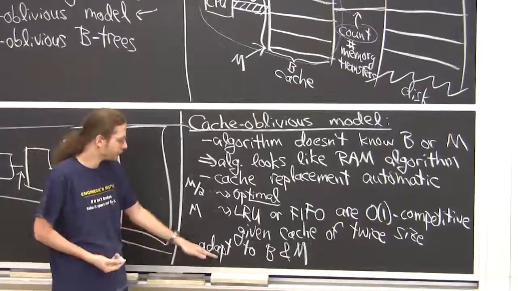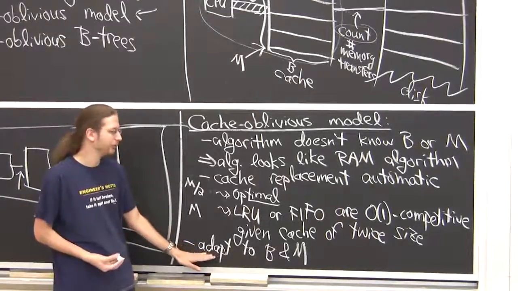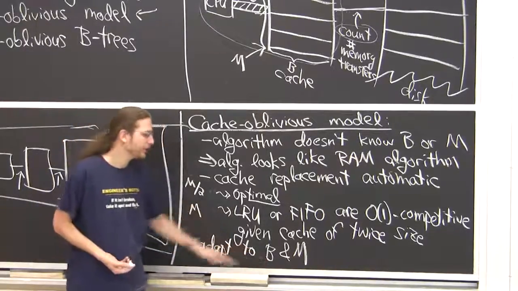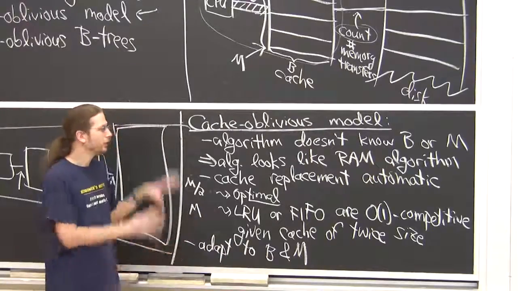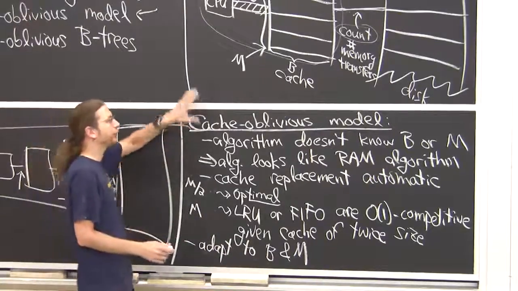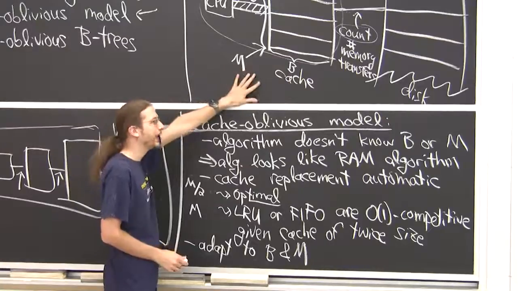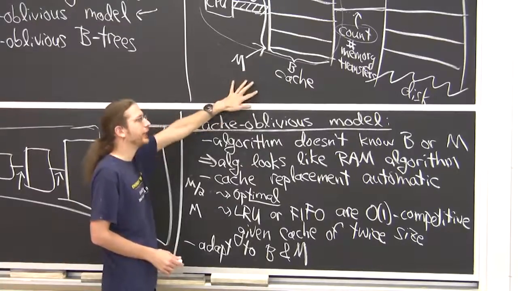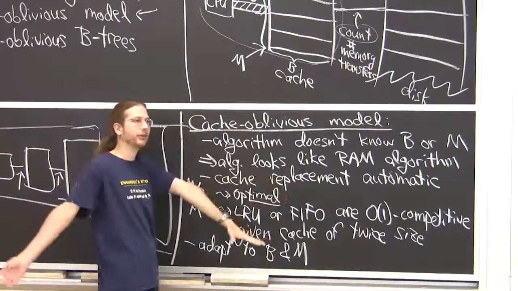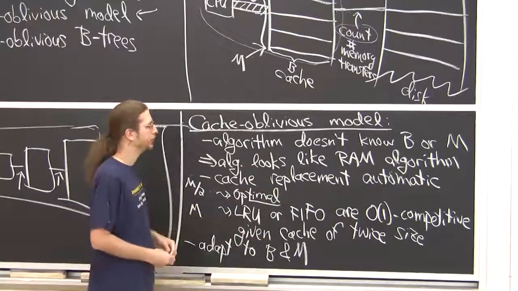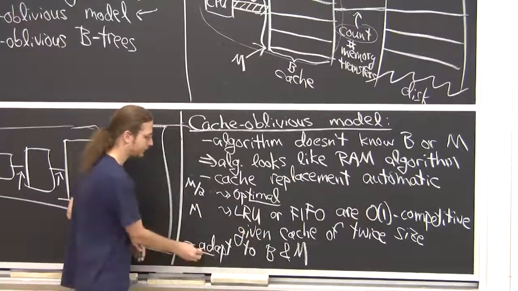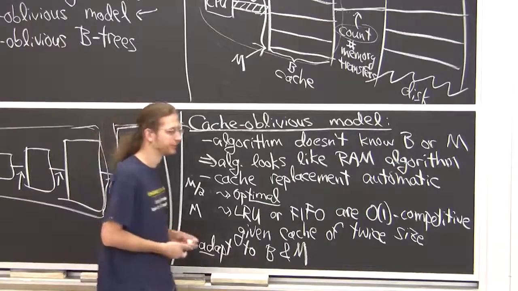Now, there's no nice formalization of adapting to changing values of B and M. That's kind of an open problem, to make explicit what that means. What we're going to assume in the cache-oblivious model is that you have one fixed B and one fixed M, and analyze relative to that. But of course that analysis applies simultaneously to all B's and all M's. And so it feels like you adapt optimally, whatever that means.